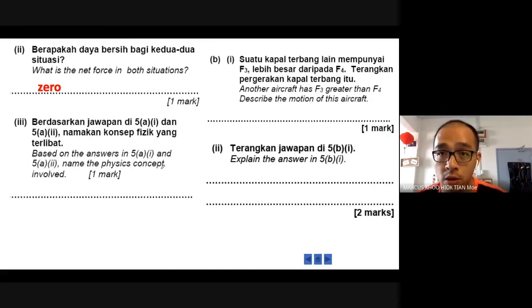Net force is also known as resultant force. Net force is the old term, but now we use the word resultant force.